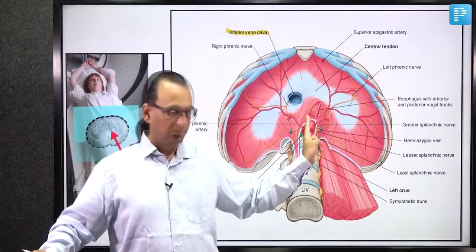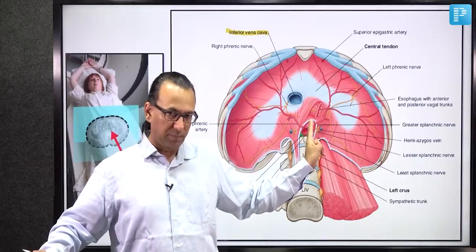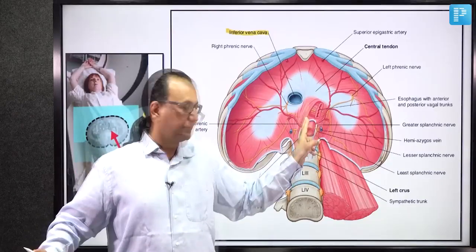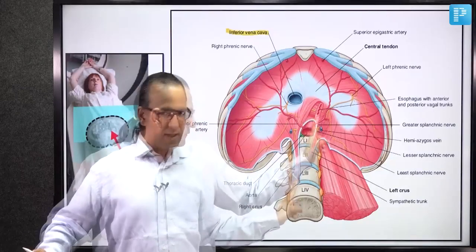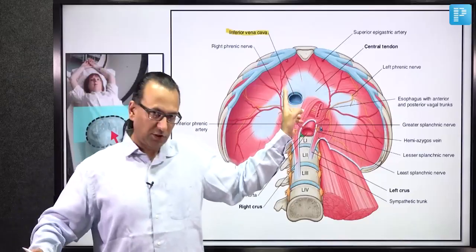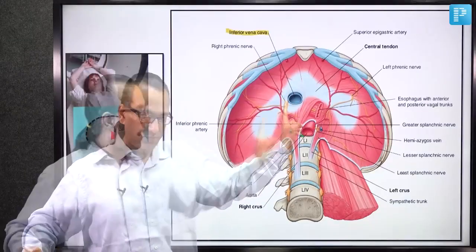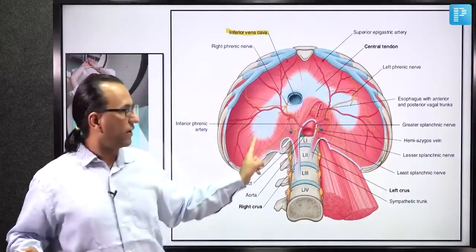Along with that, there will be a few branches of the left gastric vessels supplying the lower one-third of the esophagus, the abdominal esophagus, passing through the muscular fibers of the right crus of the diaphragm. And at the T8 vertebral level, there is the passage of the inferior vena cava. Along with that come a few branches of the right phrenic nerve at the central tendon of the diaphragm.